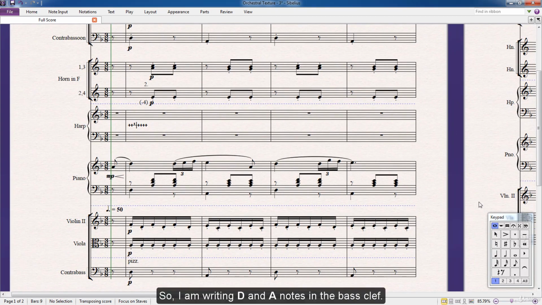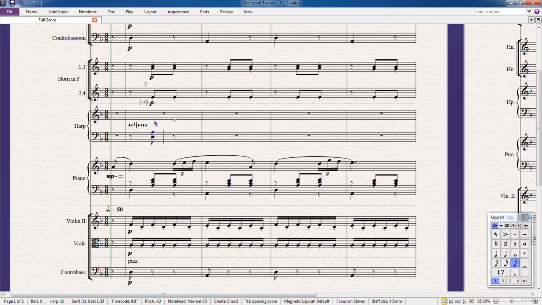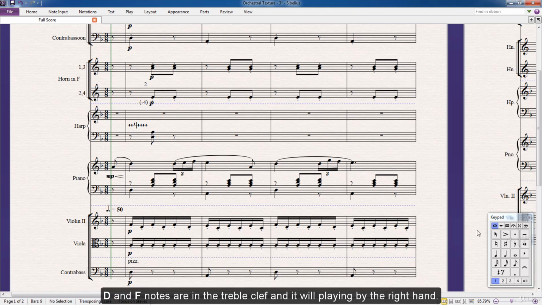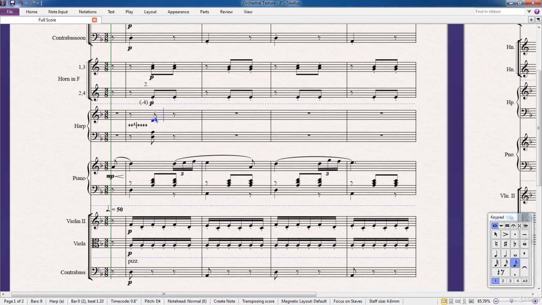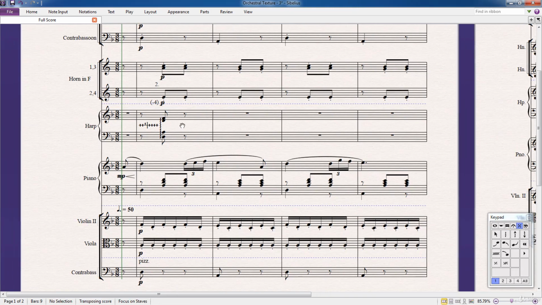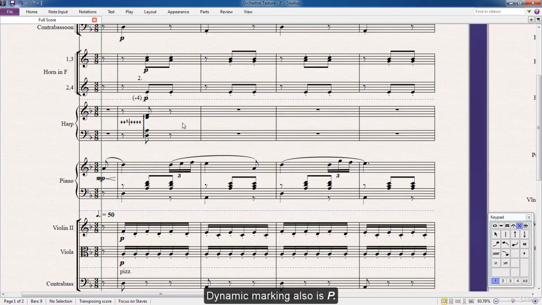So I'm writing D and A notes in the bass clef. The harp player will take this with the left hand. D and F notes are in the treble clef and will be played by the right hand. I am adding arpeggio from the keypad. Dynamic marking also is piano.